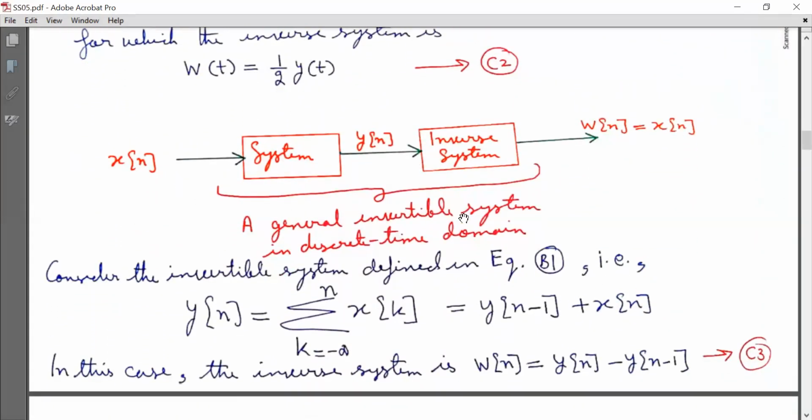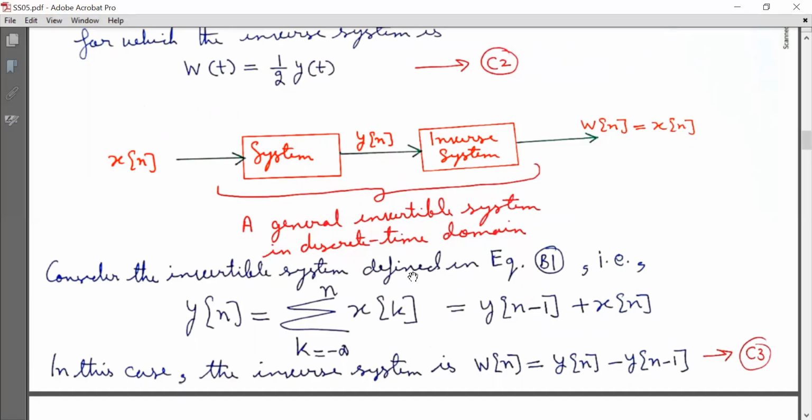A general invertible system in the discrete time domain is represented by this block diagram. Here the input x[n] is fed to the system and the output of the system is y[n]. Now this block in cascade is the inverse system. With input y[n], the output is w[n] equal to x[n]. So at the output of this cascade system, I have got x[n], which was the input. So this block serves as the inverse system.